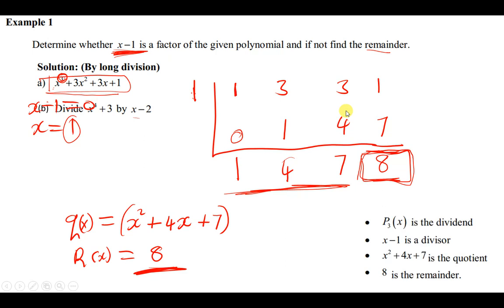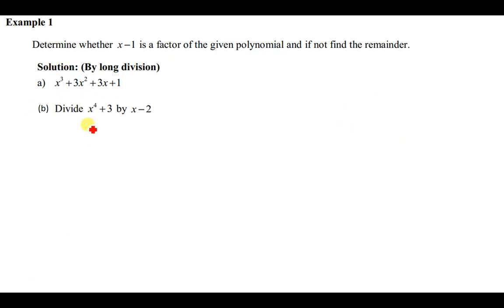Let's look at the other question. The second question is this one. It says divide x to the power 4 plus 3 by x minus 2. So we can use another method, that is long division. The first one, I used synthetic division. Now let me apply long division.